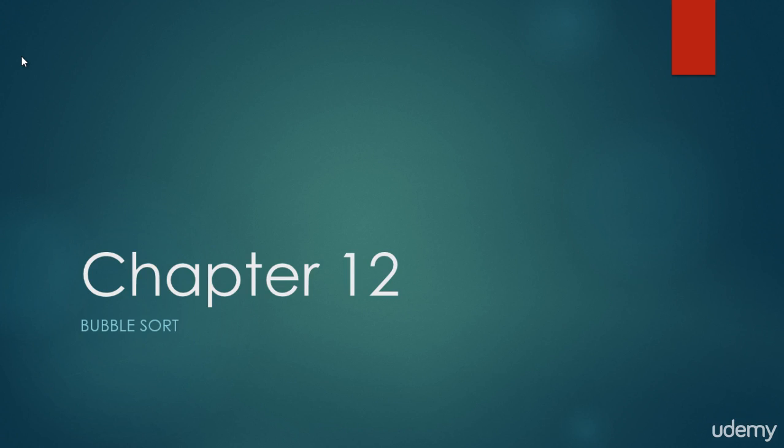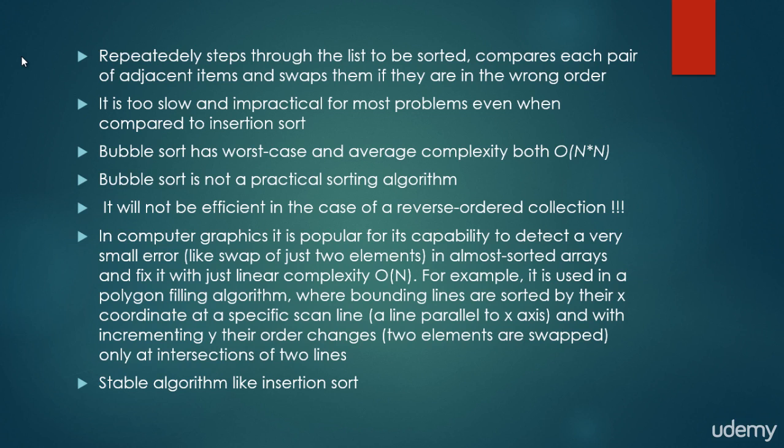Hi, in this video we are going to talk about the basic sorting algorithm, the so-called bubble sort. So let's get started. The sorting algorithm repeatedly steps through the list to be sorted, compares each pair of adjacent items, and swaps them if they are in the wrong order.